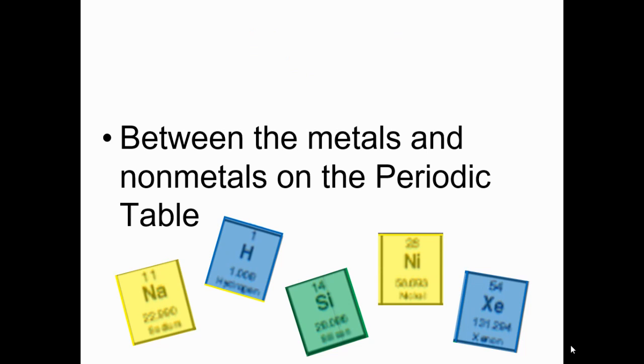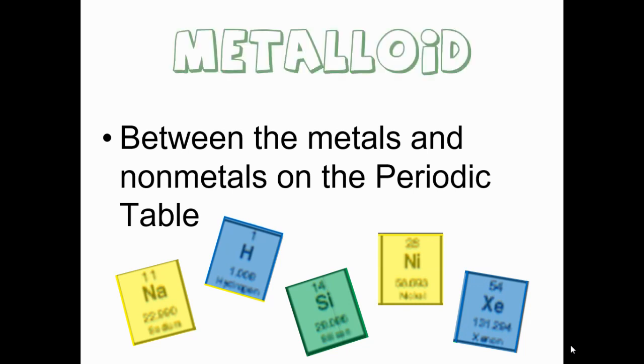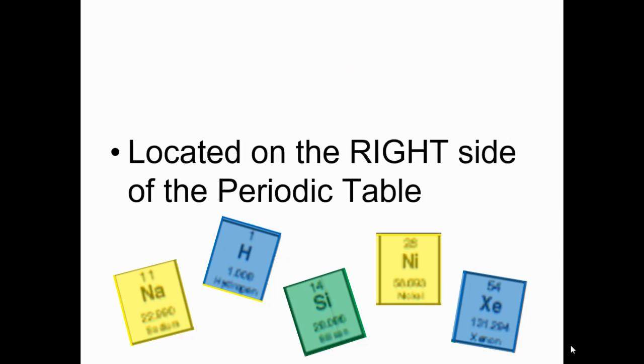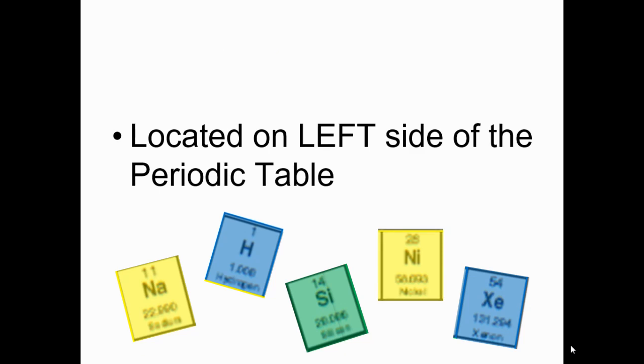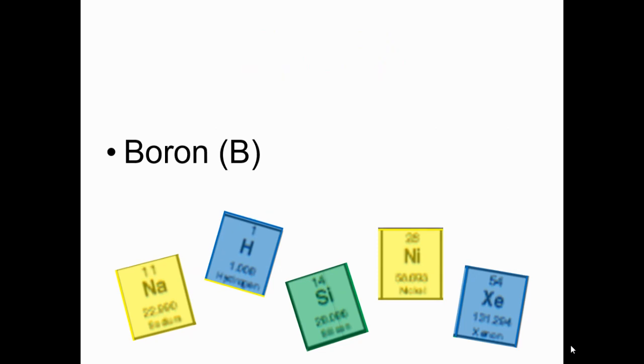An element between the metals and nonmetals on the periodic table is a metalloid. An element located on the right side of the periodic table is a nonmetal. An element located on the left side of the periodic table is a metal. Boron is an example of a metalloid.